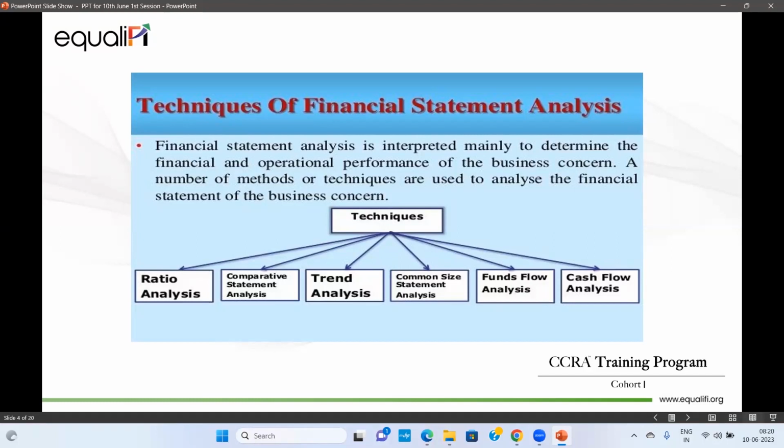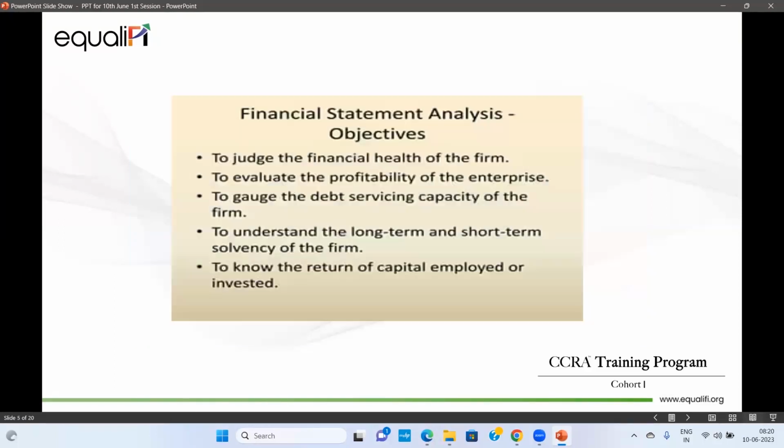There are certain ratios which, if they increase, then obviously it's not a good sign. Certain ratios, if they decrease, then also it is not a good sign. So that is the kind of trend analysis you can do. Further, you can put those data on Power BI for a better kind of analysis, which looks good. You can use Tableau as well, right? Common size statement analysis, fund flow analysis, and cash flow analysis.